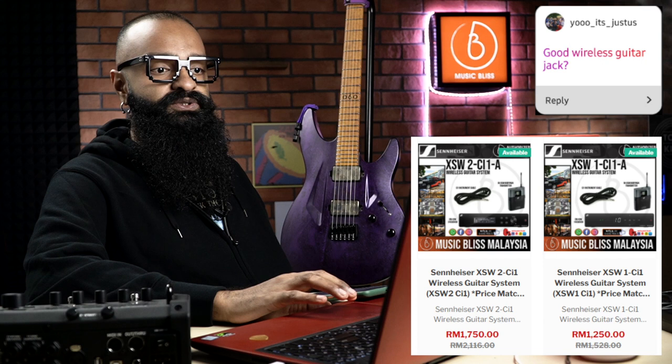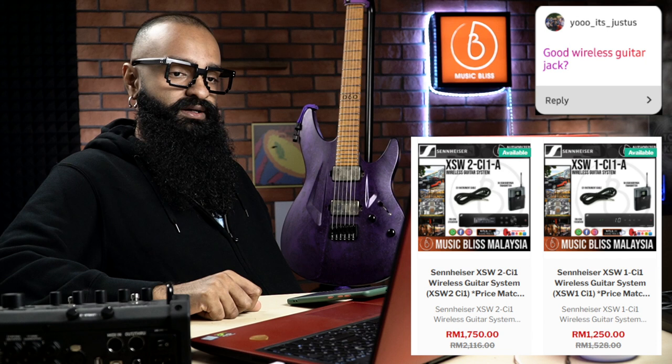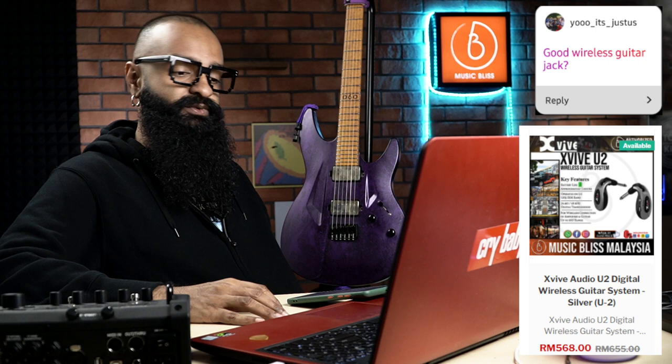So it's a guitar wireless system with the belt pack and the receiver. If you're someone who's playing at home, or really small venues, small pubs, you can check out the X5U2, which is only running around 500 plus ringgit.